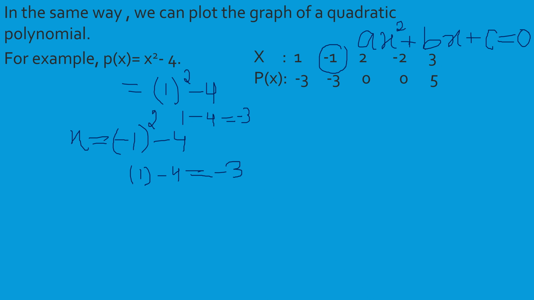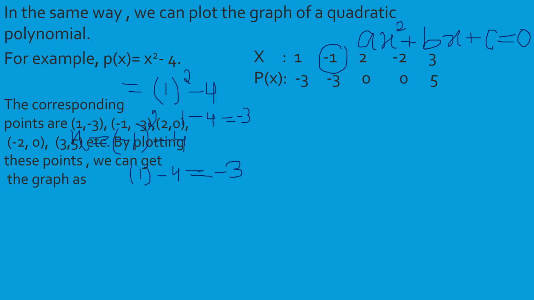So you need to remember one thing, whether it is 1 or minus 1, the square of the number is always positive. So the corresponding points are (1, minus 3) or (minus 1, minus 3). 1 second, students. I'll quickly erase this to help you understand.